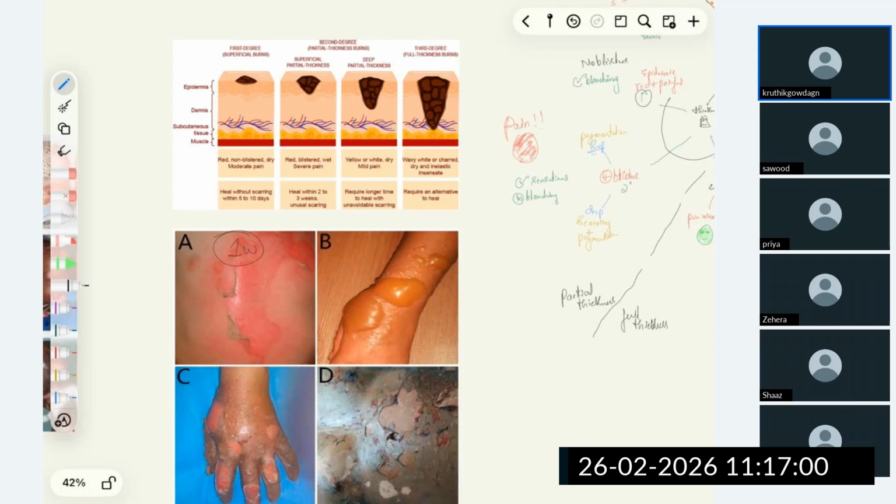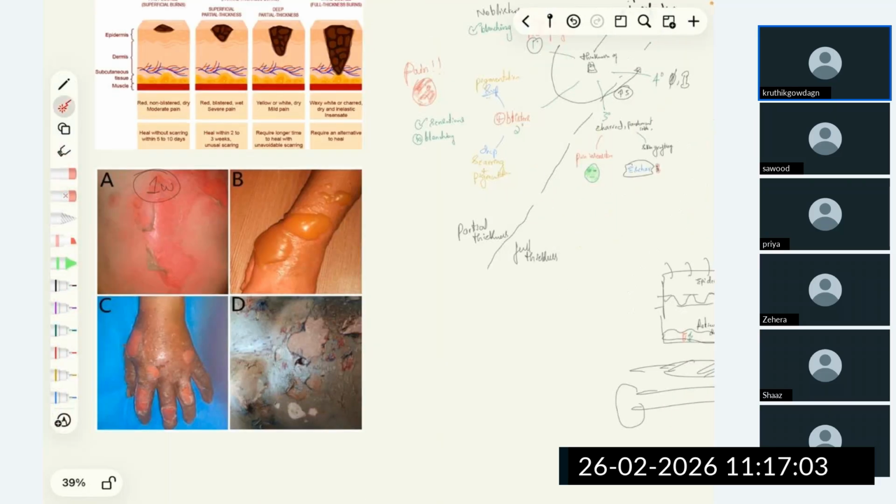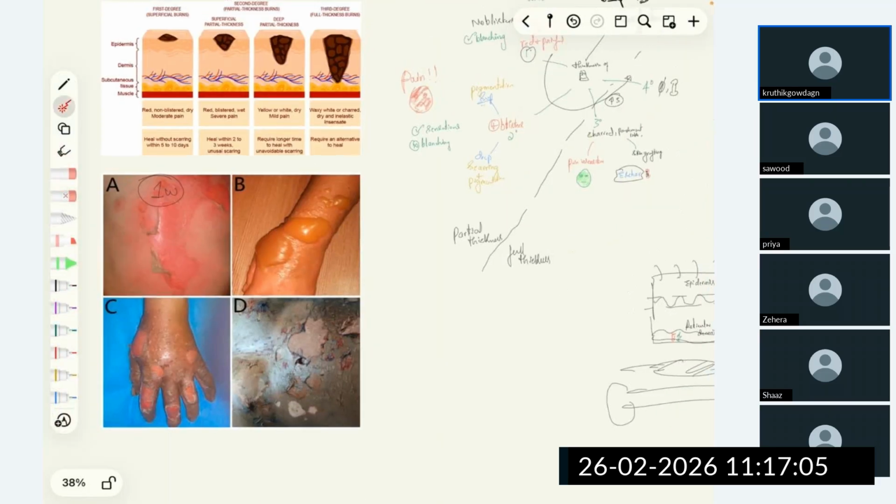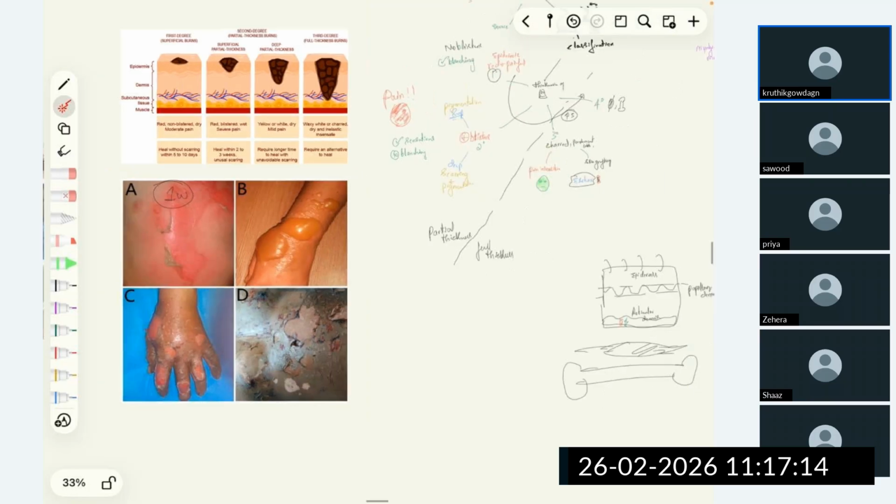Next, let's go on to second degree burn. We saw in second degree burn, full thickness of epidermis is involved with involvement of papillary dermis in superficial partial thickness burn, and involvement of reticular dermis partially in deep second degree burn. In second degree burn, we see blisters characteristically. If you see in the questions that blisters are mentioned, it is second degree burn and above.